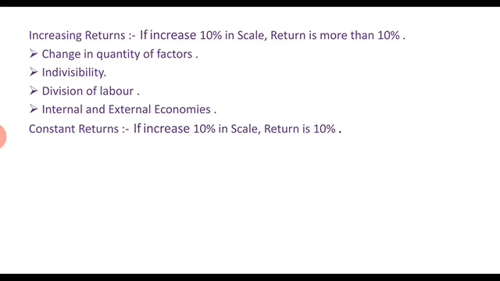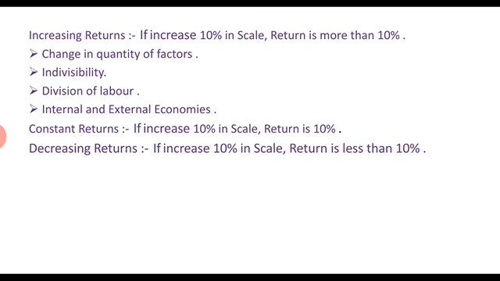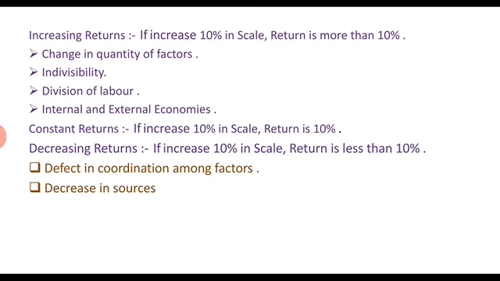Constant returns. If the increase in scale is 10%, returns also increase by 10%. It is called constant returns. Decreasing returns: if a 10% increase in scale gives returns of less than 10%, it is called decreasing returns.